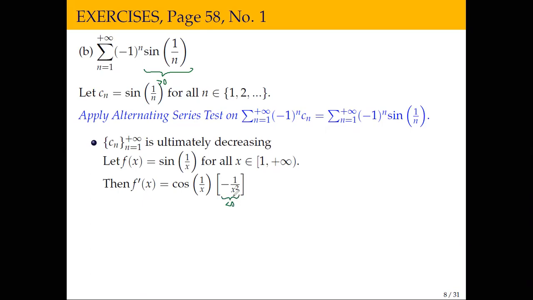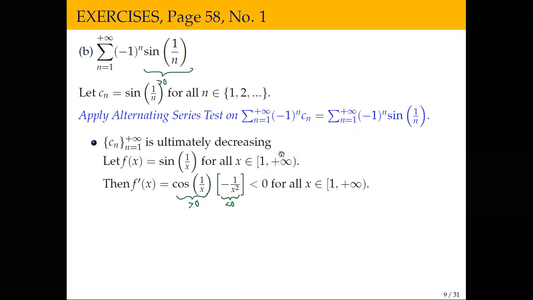So this is negative. When your x comes from the interval 1 to positive infinity, your cosine of 1 over x is always positive. Again, if your x is greater than or equal to 1, then cosine of 1 over x is always positive. So positive times negative is negative. So you have here less than 0 for all x in this interval. Since f prime is less than 0 for all x in this interval, we say that this sequence is ultimately decreasing.